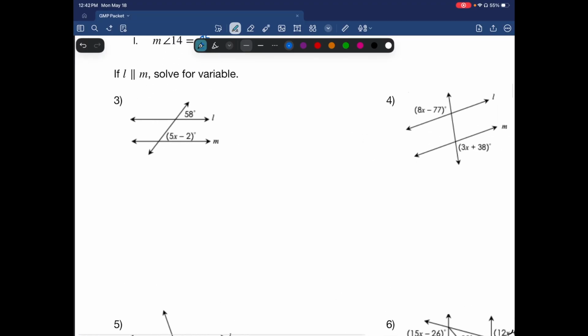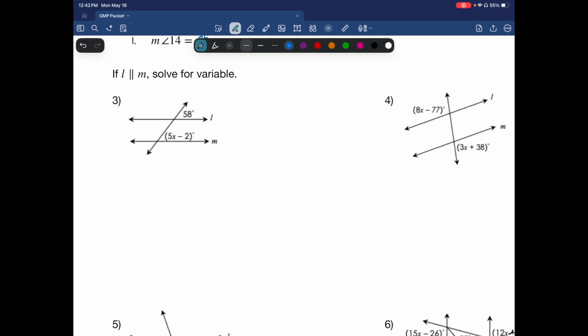All right, so for number 3, these are corresponding angles, which means they're equal to each other. So I'm just going to set them equal to each other and solve. So 5x minus 2 equals 58. 5x equals 60. X equals 12.